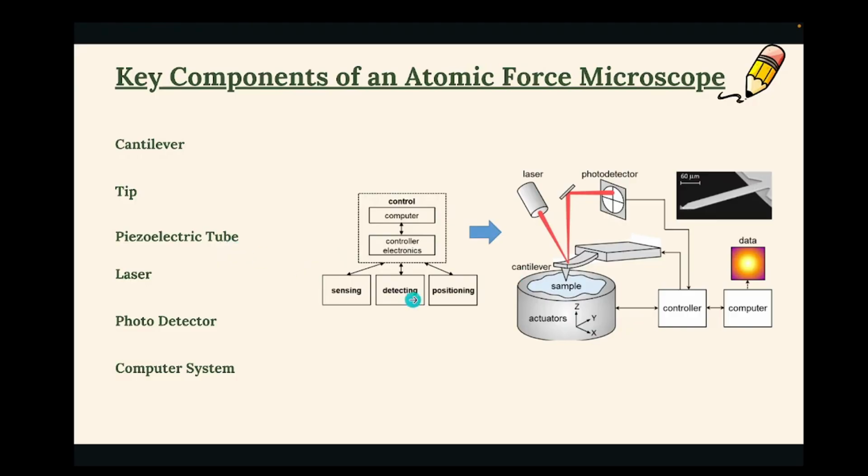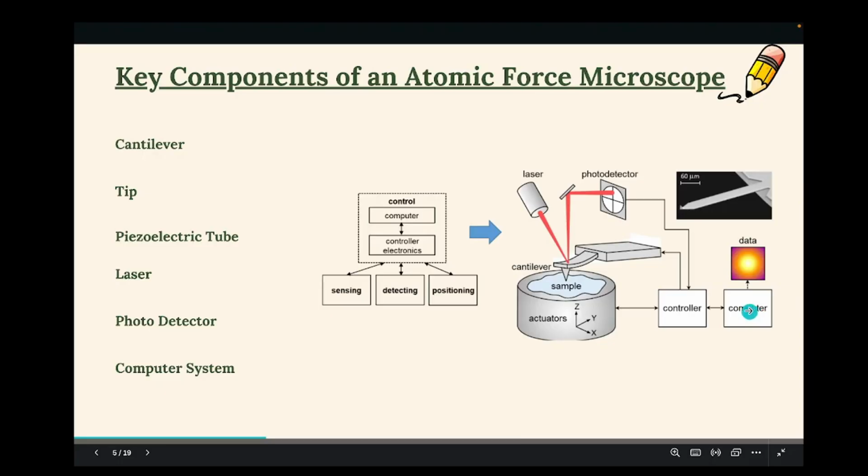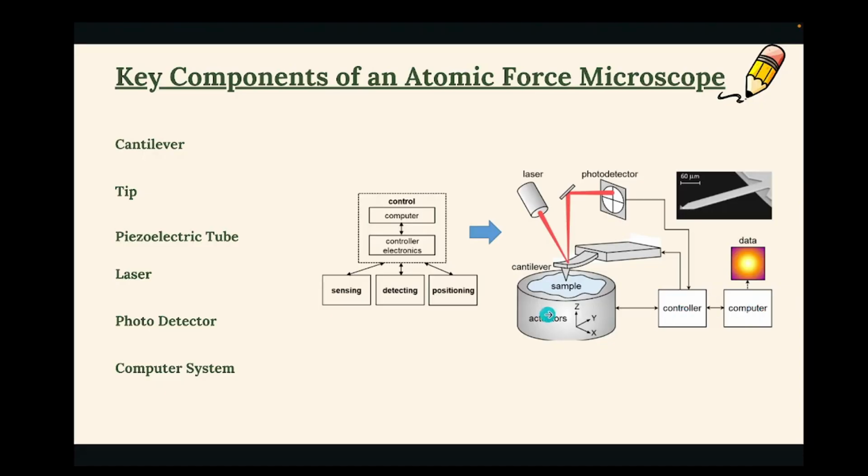The piezoelectric tube also plays a very crucial role: it moves in the x, y and z directions so that contact between the tip and the sample is maintained. The laser falls on the cantilever, is reflected, and goes to the photodetector, which detects these photons and sends them to the controller, and then to the computer system, where the data is recorded. The computer system is generally used for giving signals to the controller, which gives signals to the piezoelectric tube so that the movement can take place according to the signals, and the computer also collects the data.